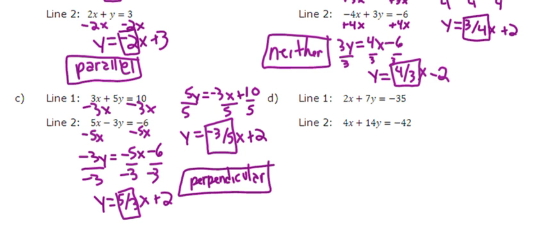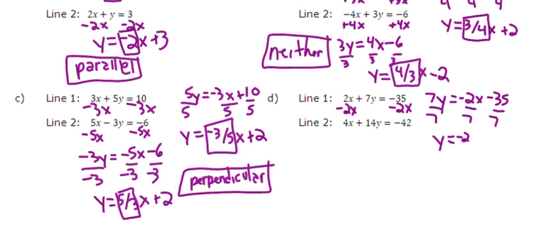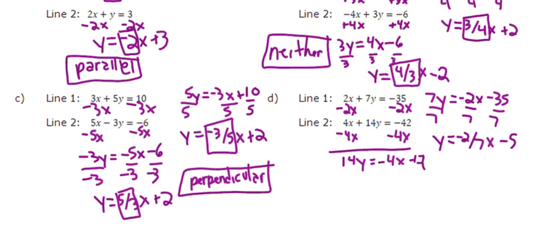Last one. So over here, I'm going to minus 2x. So I have 7y equals negative 2x minus 35. Divide by 7. So I have y equals negative 2/7 x minus 5. Here I'm going to minus 4x. I have 14y equals negative 4x minus 42. That should be 42. I know that looks weird. Divide by 14.